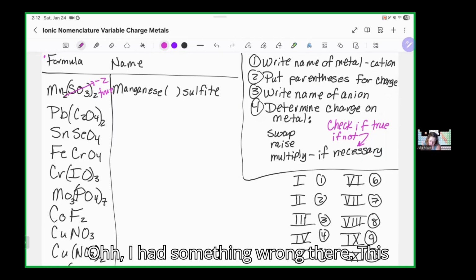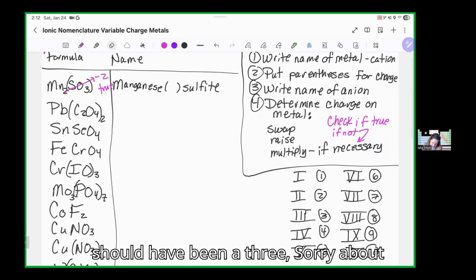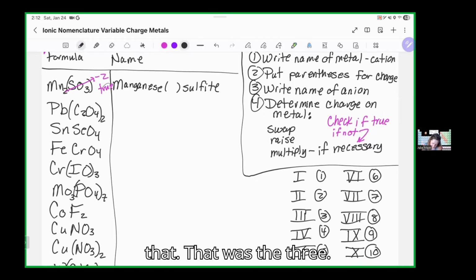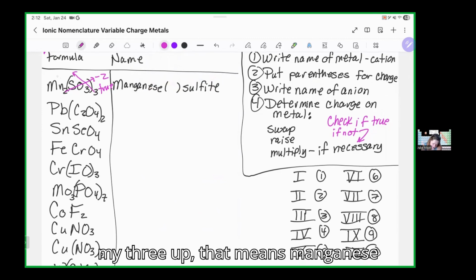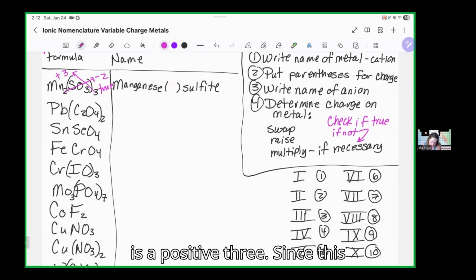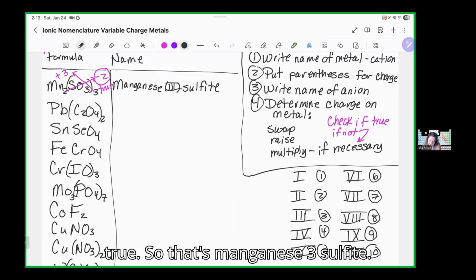Oh, I had something wrong there. This should have been a 3. Sorry about that. That was a 3. Okay. So now if I swap my 3 up, that means manganese is a +3. Since this -2 was true, my +3 is true. So that's manganese(III) sulfite.